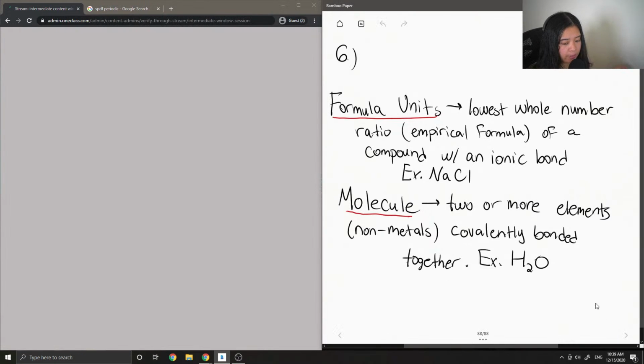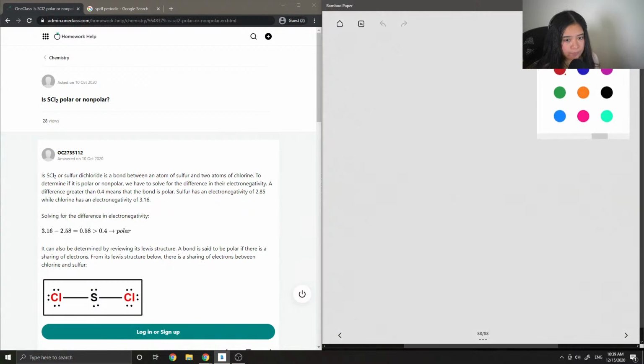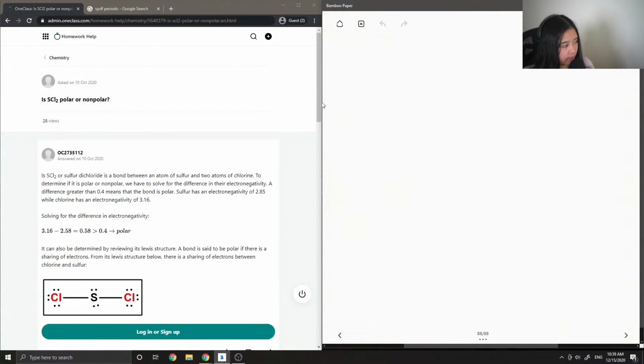Okay, so moving on to question number 7. Is sulfur dichloride polar or nonpolar? So first, let's write the structure.